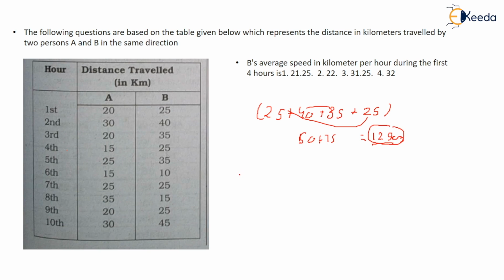Okay. So 125 kilometers they covered. And what is the formula of speed? Speed equals distance upon time. They ask you to find out speed, and this 125 kilometers you covered in how many hours? 1, 2, 3, 4, 4 hours. So 125 by 4, when you do, this comes out to be 31.25. So the answer of this will be 31.25. Okay.